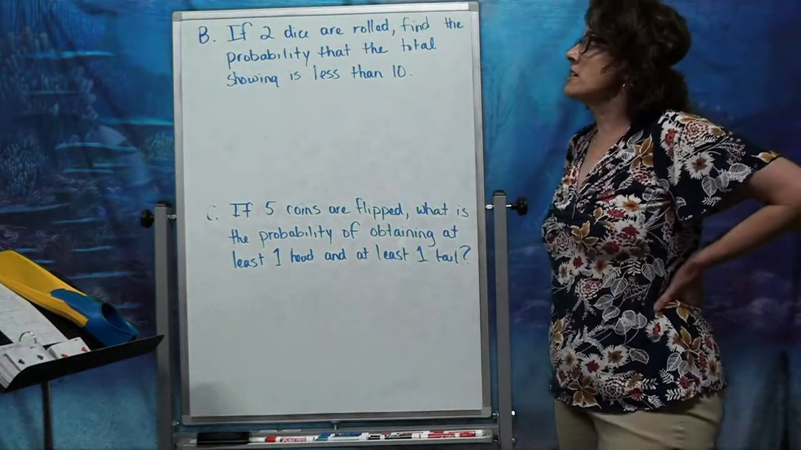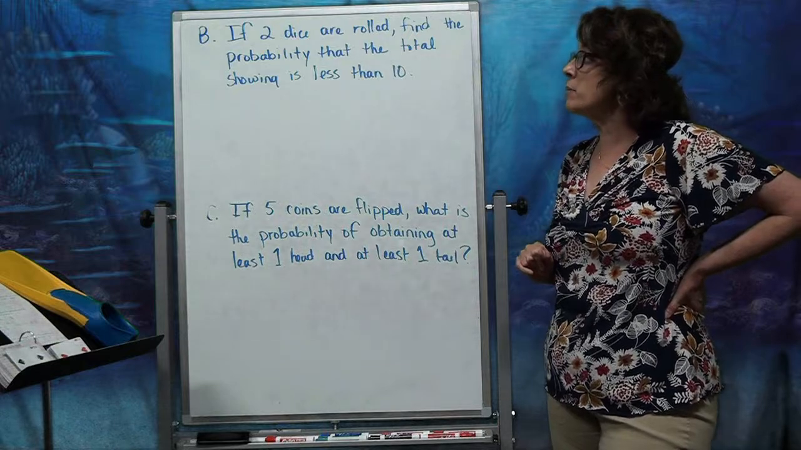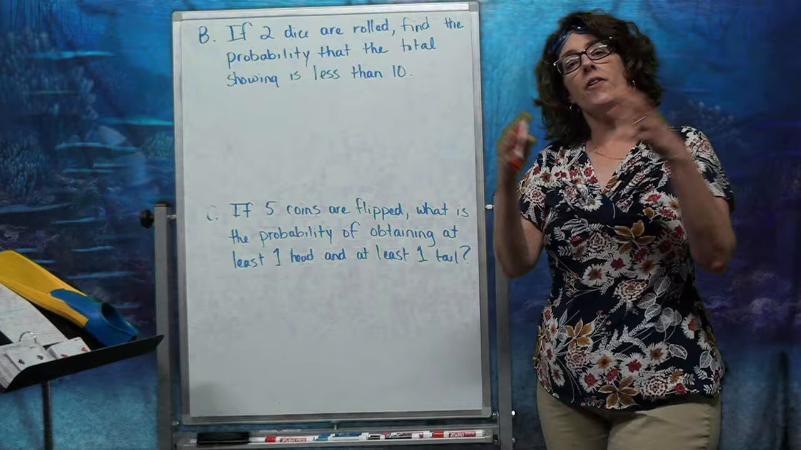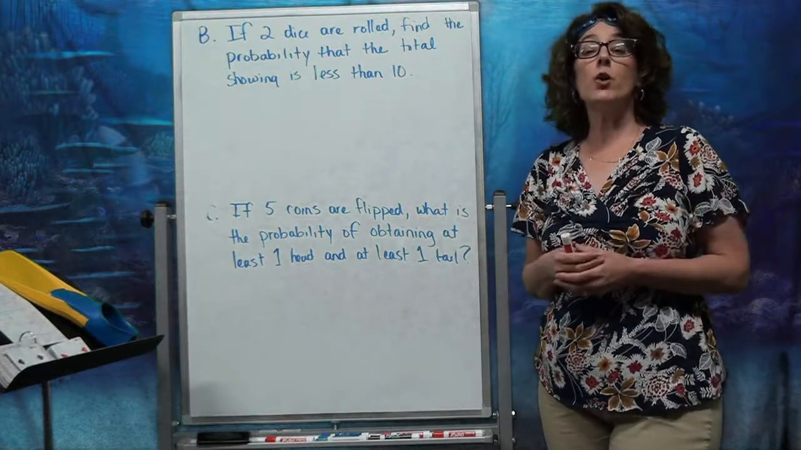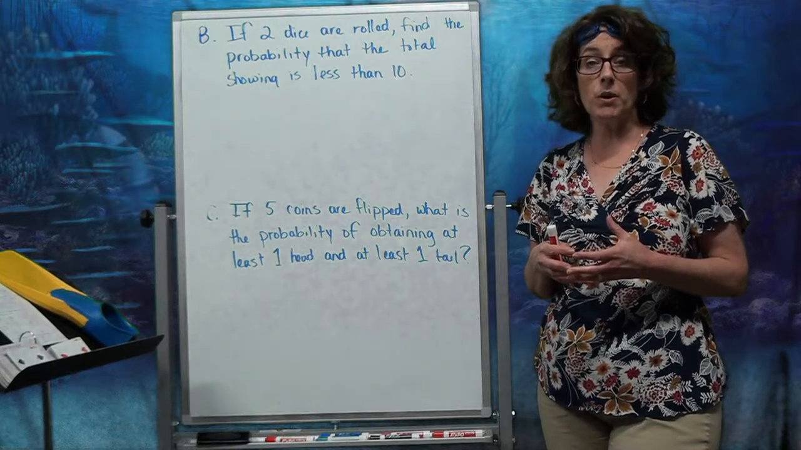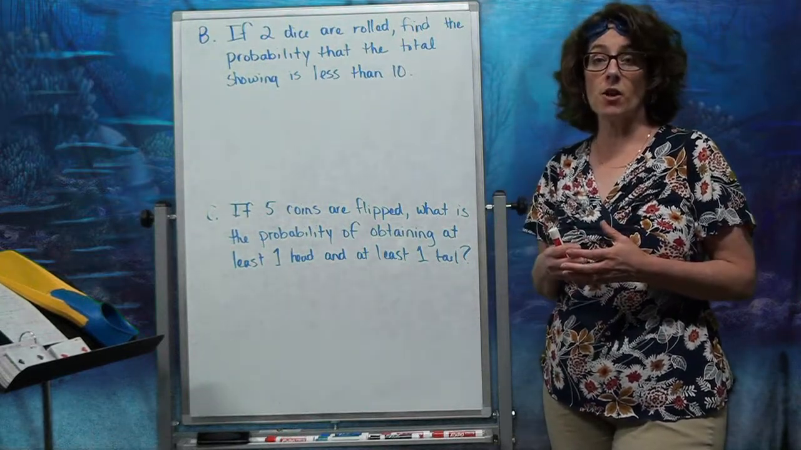In this situation, it says I have 2 dice that are being rolled. I need the probability that the total showing is less than a 10. Well, first I need to figure out that entire sample space. Now recall we talked before how to get a sample space. It's by using that fundamental counting principle, because it'll be too difficult for me to list all this out.